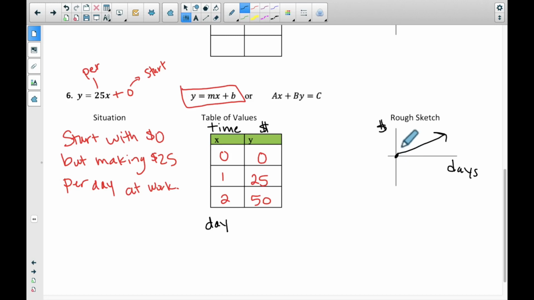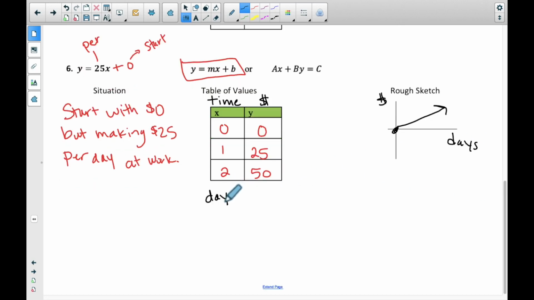Again, it's a rough sketch. We don't have increments. We don't know how big these things are, so we just know it starts here and it's going up. Okay, that is how we look at equations with word problems, with context to them. We'll do our examples like this in class.